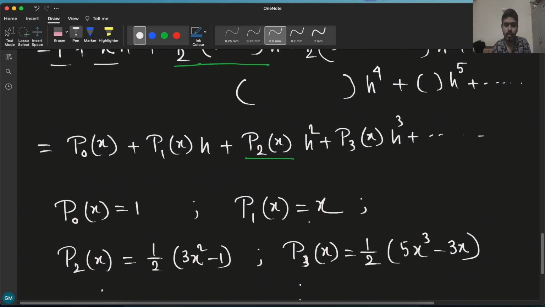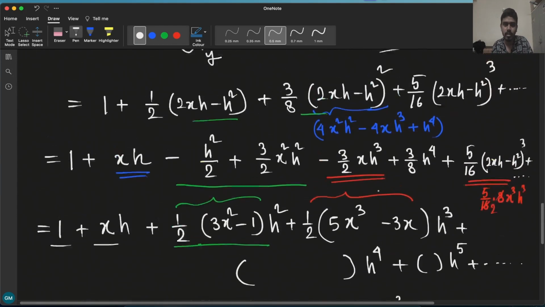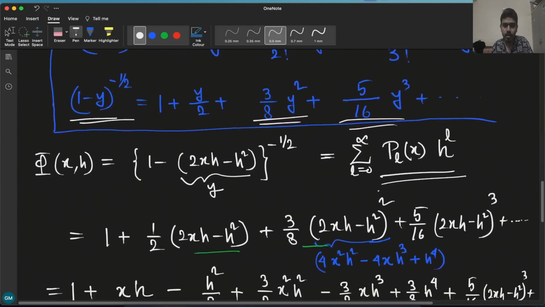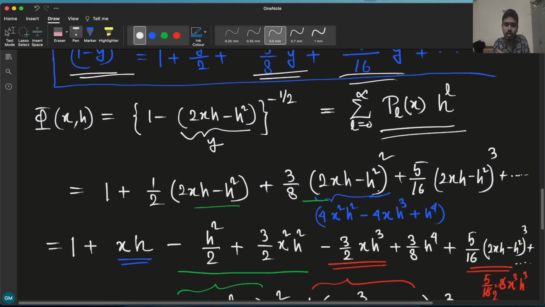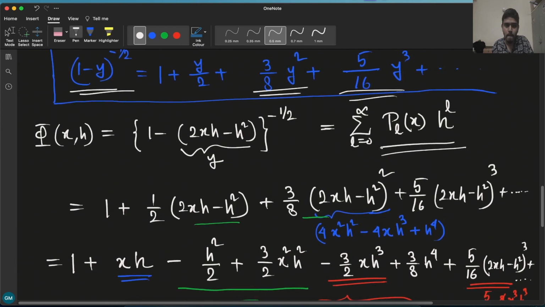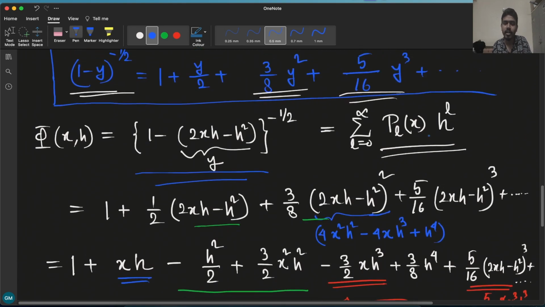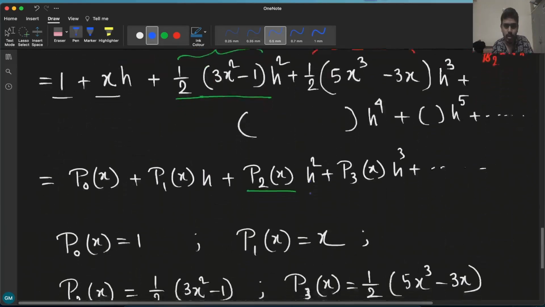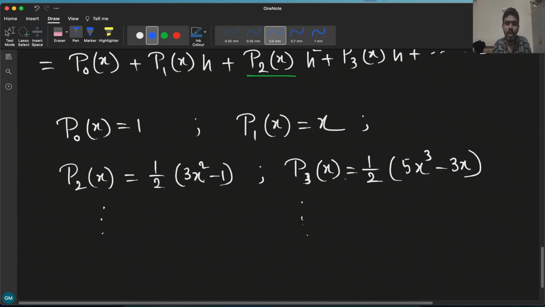So what I showed is rather a verification that from this generating function, which is defined in such a way, the Legendre polynomials can be generated, and it can be generated as a coefficient in the power series expansion of h, basically in this way. So this is what we have just now verified.